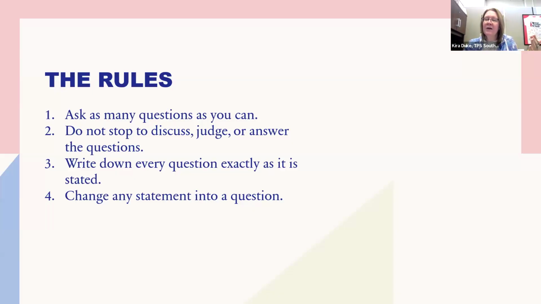And so if that student then said it again, but adapted it in a different way, you'd want to write down both of those. That would be really important to think about as you go back later on and are evaluating the questions and having the students evaluate the questions. And lastly, if a statement is made over the course of the time that you're looking at the question focus, you want to change that statement into a question. So again, four simple rules.